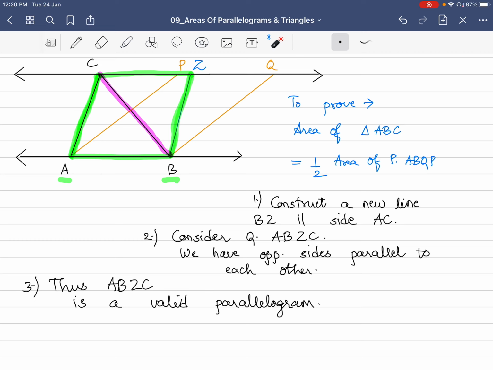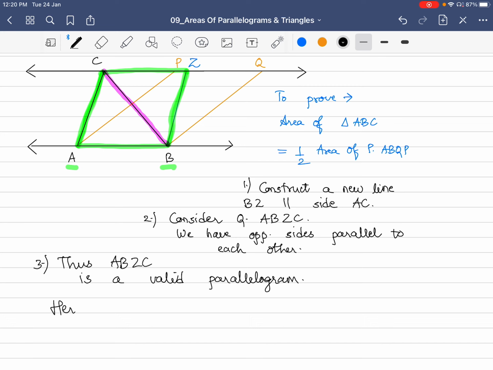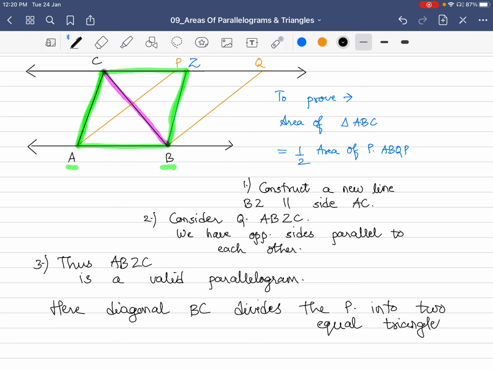What are those two equal parts? One is our triangle ABC, the triangle which we are focused on, and another one is the triangle BZC. So I'm going to make a note of this point now. Here, diagonal BC divides the parallelogram into two equal or congruent triangles. This is again another important property of a parallelogram.